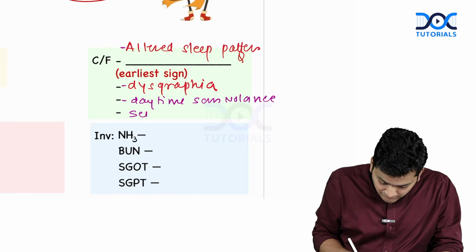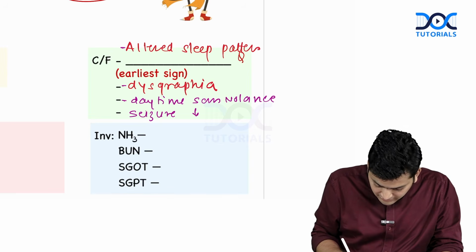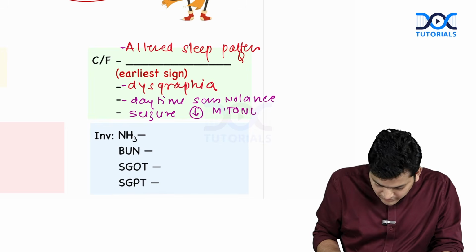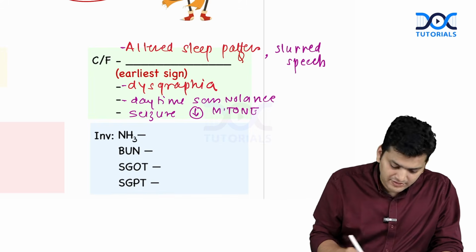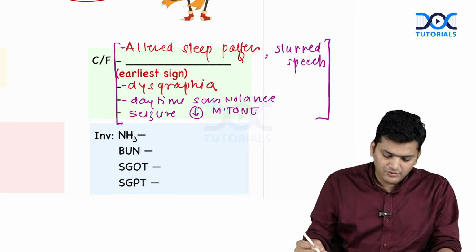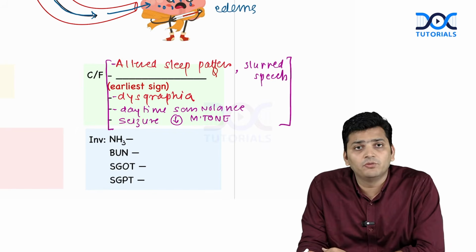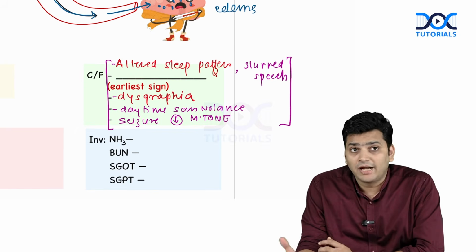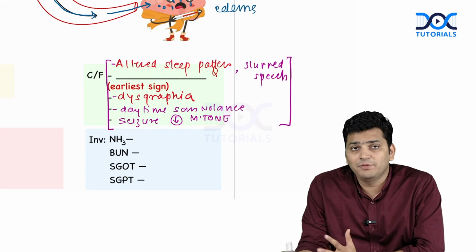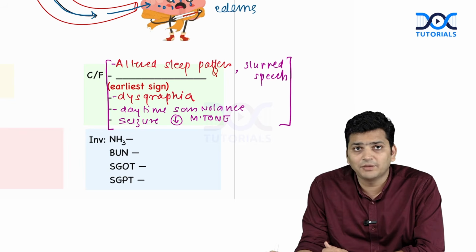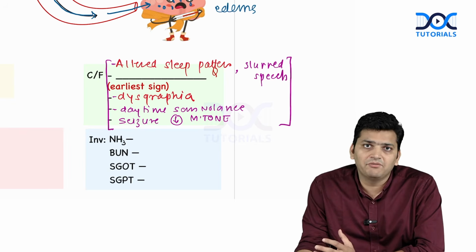There can be seizures, decreased muscle tone, slurred speech, and other things. Now Dharmendra will come to you. His family members will bring him, saying that he's not sleeping properly. He's sleeping more in the daytime, at night he's not sleeping, and these problems are happening. He's a chronic alcoholic, and you know he has a history of cirrhosis.